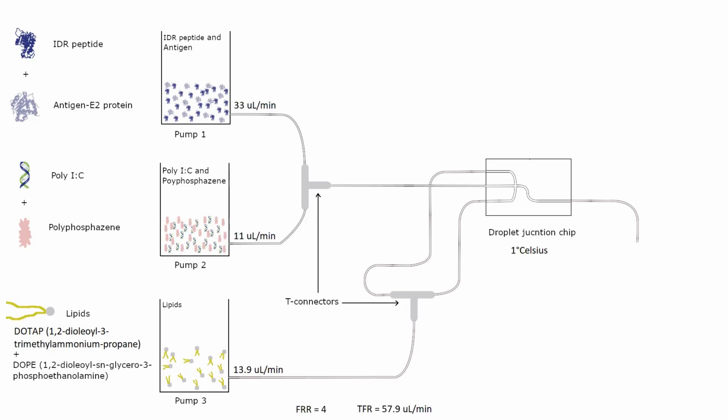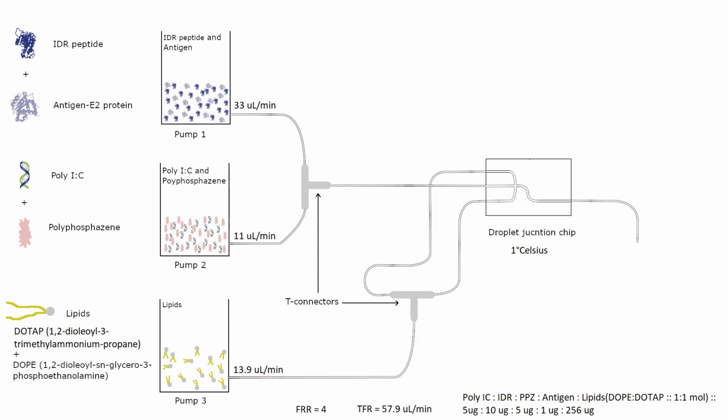The flow rates for pumps 1, 2, and 3 were set to 33, 11, and 13.9 microliters per minute respectively. The flow rate ratio was 4, and the total flow rate was 58 microliters per minute. The temperature control unit was employed to maintain chip temperature at 1 degree Celsius to facilitate vaccine particle fabrication, as the transition temperature of DOTAP lipid is less than 5 degrees Celsius.